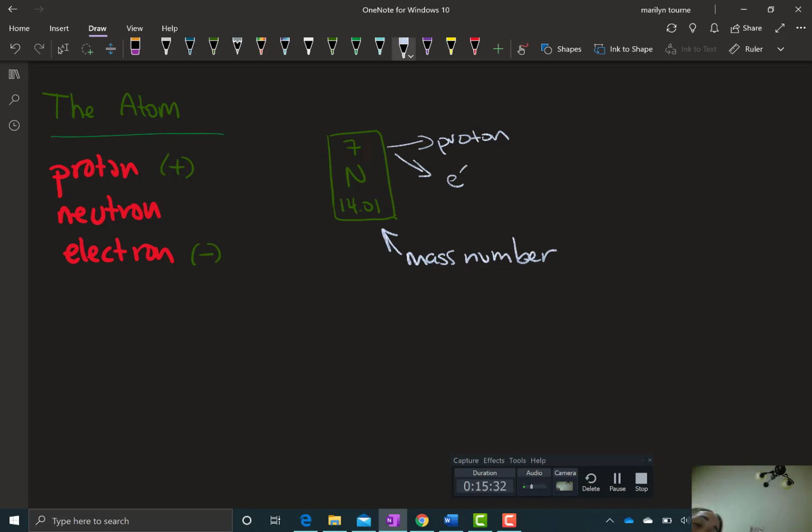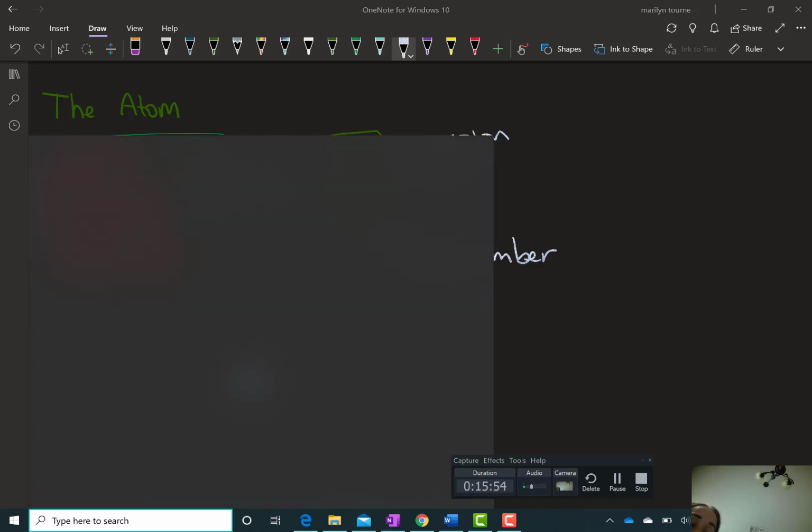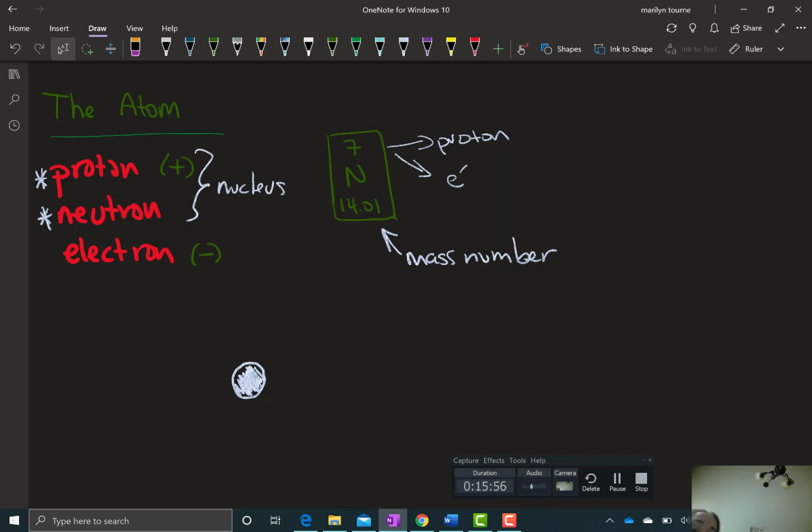But most of the mass of the atom comes from two guys. It comes from the proton and the neutron. And these two guys live in the nucleus. Okay? So you've got an atom, and let's call this the nucleus, right? Here is where all the mass, most of the mass, not all, most of the mass is in the nucleus. So in there, you're going to have the neutrons and the protons.